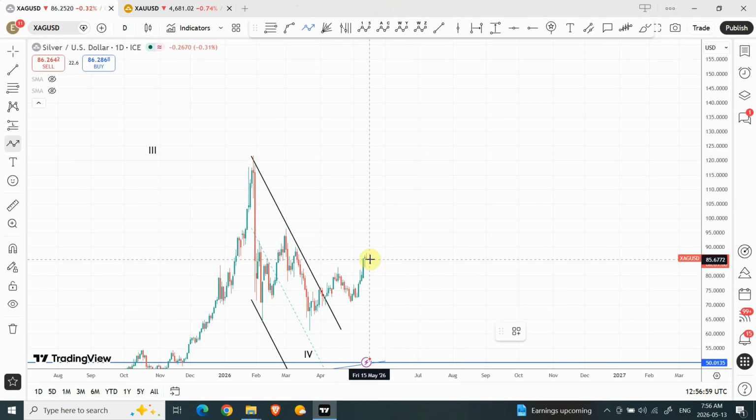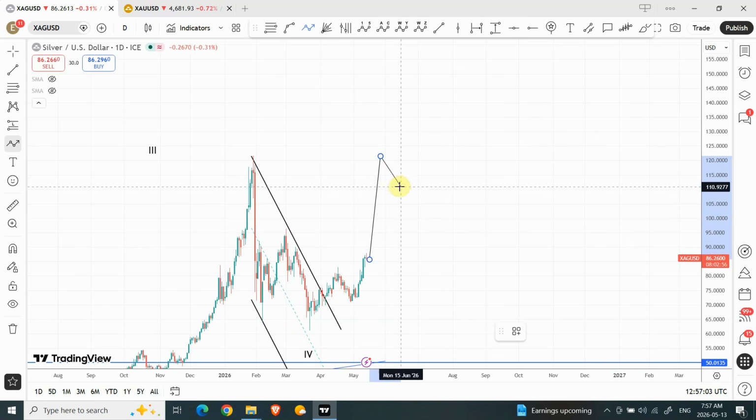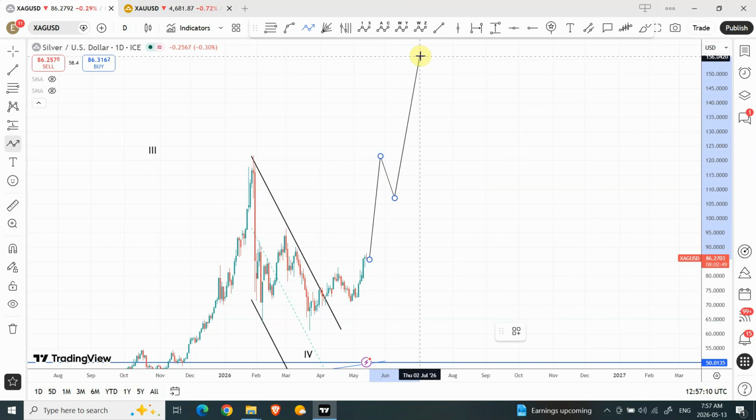So right now I'm aiming for the prices to go right over here and then fall about maybe $12-15, and then continue from there. All right, okay, this is what we're looking at right now.